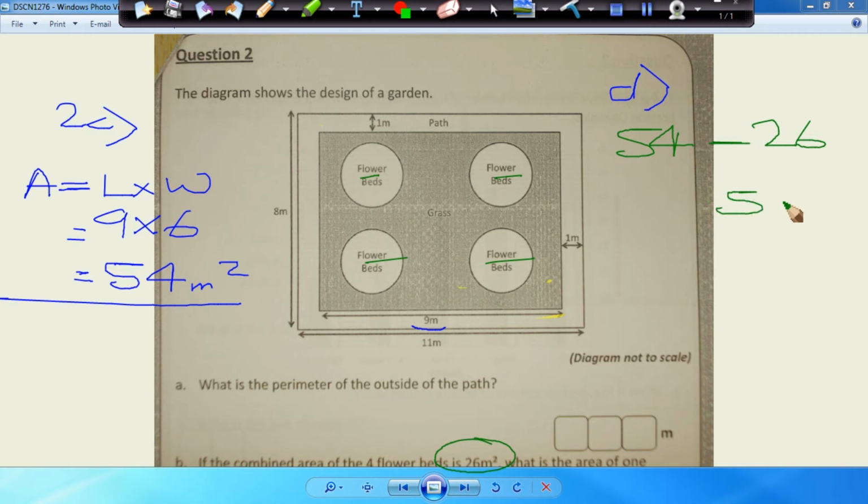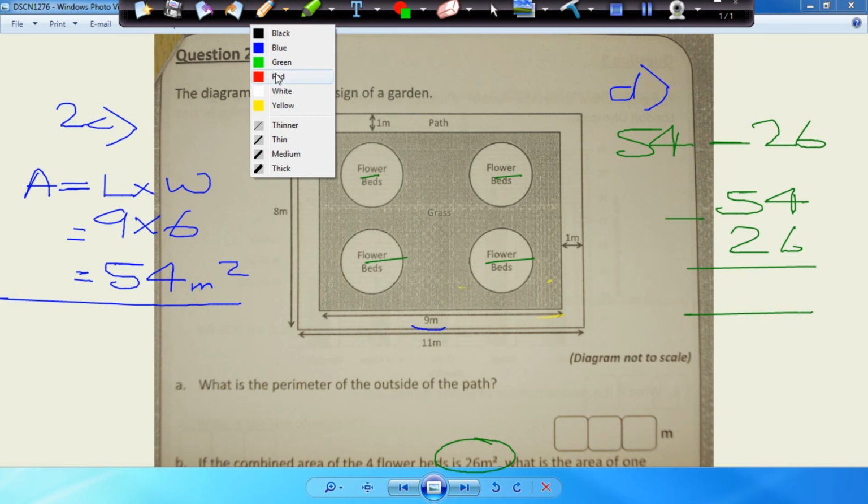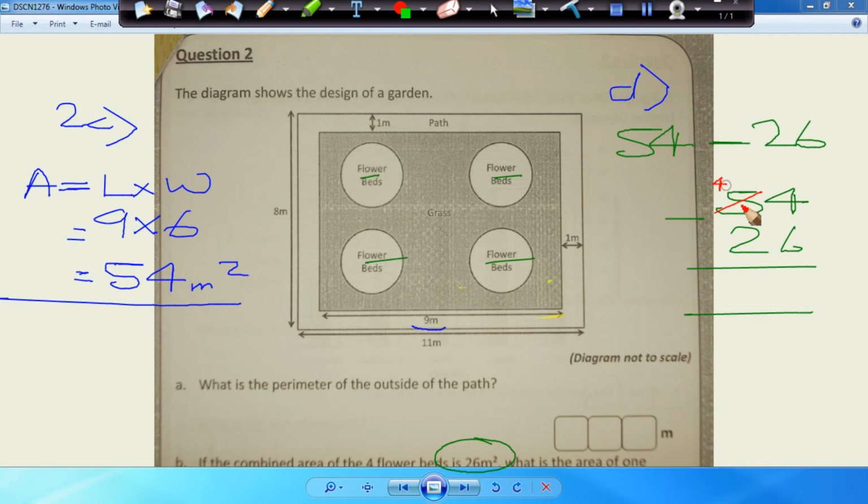So who's feeling brave and work out this question? Okay. Alright, let's quickly change color. 4 take away 6. Can we do it? No. Borrow. That becomes 4. 14. 14 take away 6 will give us an answer of 8. Excellent. 4 take away 2 will give us 2. So question 2D is 28 meters squared, the area of the grass alone.